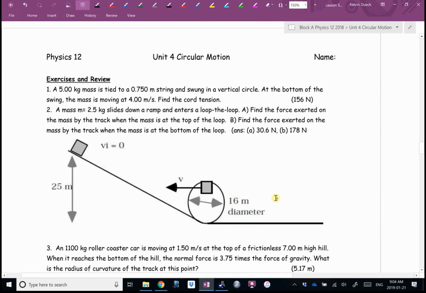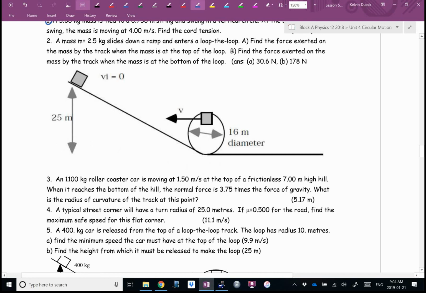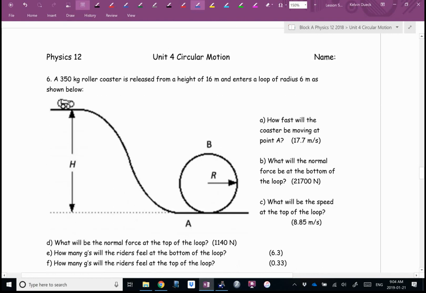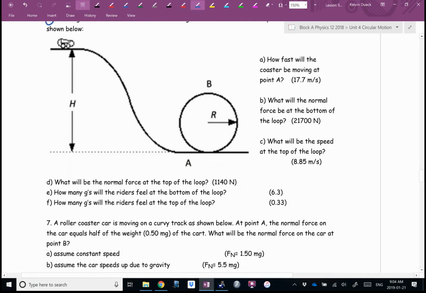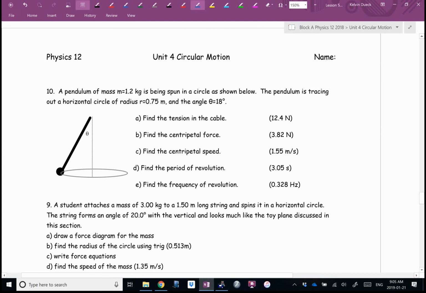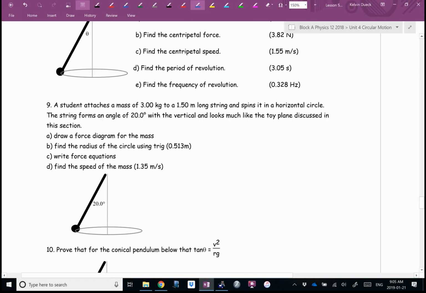Speaking of homework, then, number 1 is good. Number 3 is good. 4 is good. 5 is good. 6 is good. You can skip 7. You can also skip 8 and 9. Okay, 10 is good. And then for some reason there's a number 9 after that. This number 9 you're going to do.